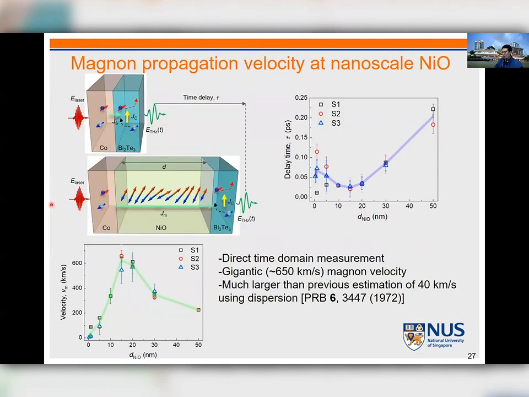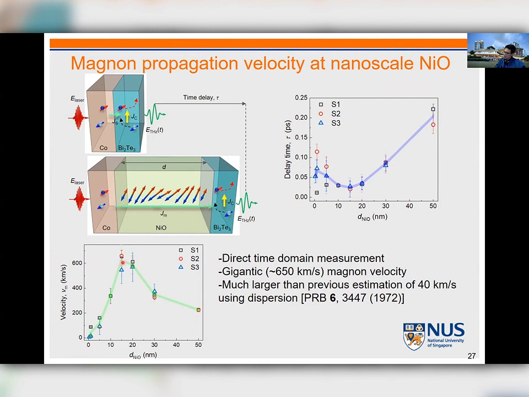So we try to look at what is the speed of this magnon transport in nickel oxide. By just changing the nickel oxide thickness and then measuring the emitted terahertz in time domain, we can find out basically the velocity of magnon inside nickel oxide. By measuring the delay time and dividing by the nickel oxide thickness, we can deduce the velocity, which initially increases up to around 20 nanometer of nickel oxide, and it can reach like 600 kilometer per second.